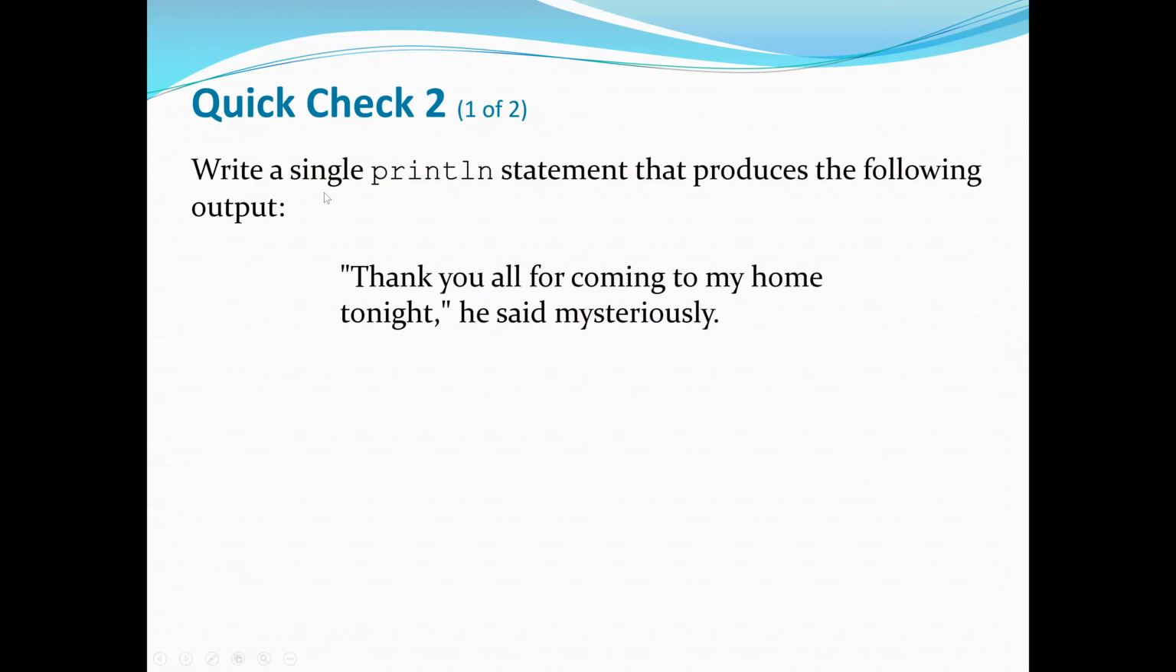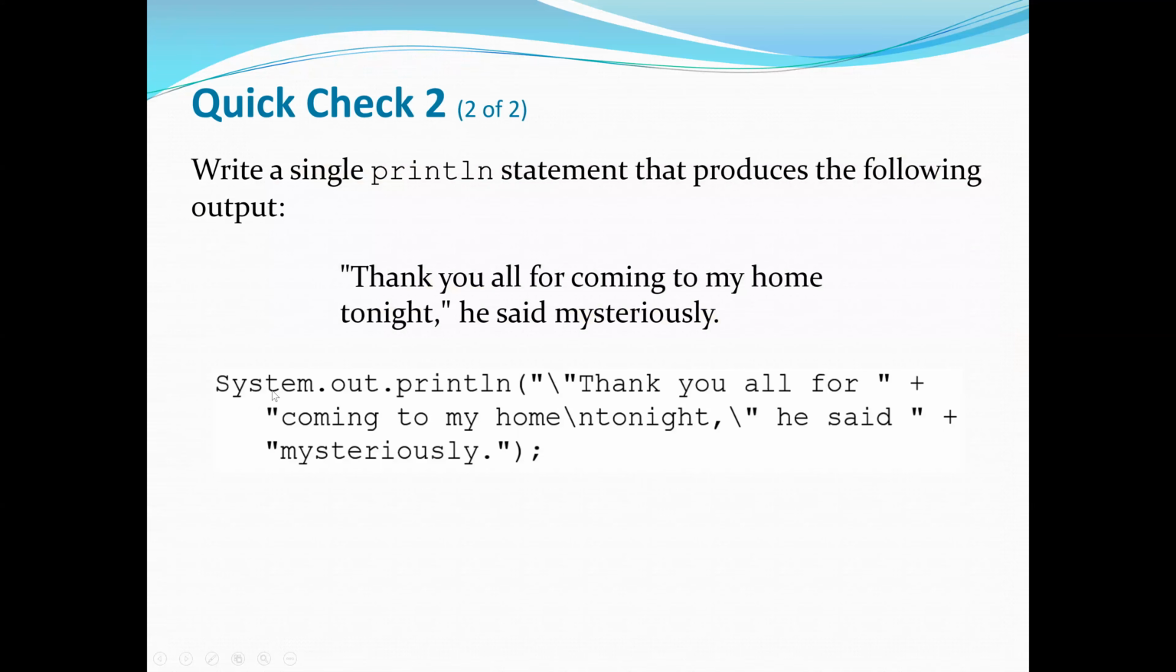So let's see, write a single println statement that produces the following output. Here we want to print a double quotation. Then we enter this one. So let's see, System.out.println, we start with a double quotation. So we have backslash double quotation. "Thank you all for coming to my home." Everything is on one line. Then "tonight is" a backslash, and then "tonight," which is a new line. Then we print a quote, double quote. So we have backslash and double quote.